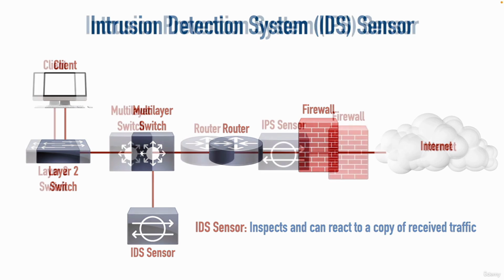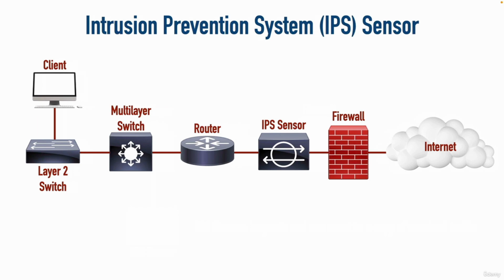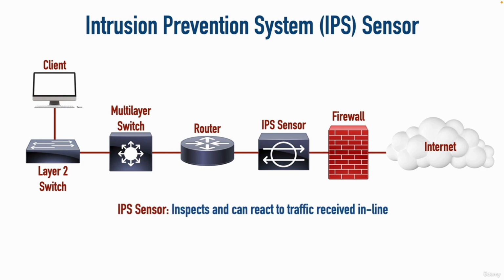A device that does sit in line is called an IPS sensor, or an intrusion prevention system sensor. In this case, notice that we've got malicious traffic coming in from the internet, and if it does make it through the firewall, that IPS sensor might say, whoa, this matches the signature of a well-known attack, and that traffic gets discarded before it ever reaches the client. In some cases, there can be damage done to the client with just one or two packets. They're called atomic attacks. In a case like that, an IDS sensor might not be sufficient to protect the client. But here, the IPS sensor is inspecting and reacting to traffic in line. It's comparing that traffic to a signature database.